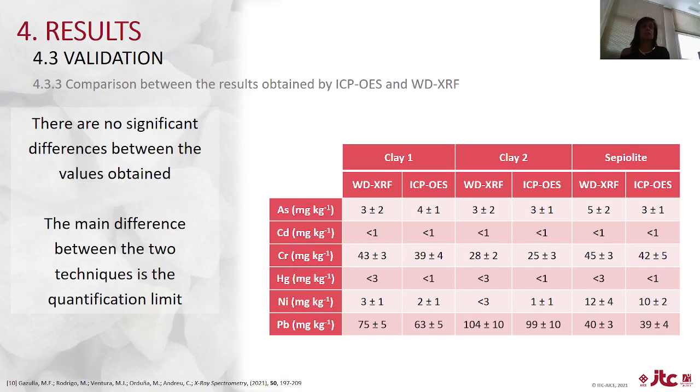In this table, the comparison between the results obtained by ICP-OES and wavelength dispersion X-ray fluorescence in clays and sepiolite is shown. As you can see, there are no significant differences between the values obtained. The main difference between the two techniques is the quantification limit, being lower in the ICP-OES method.